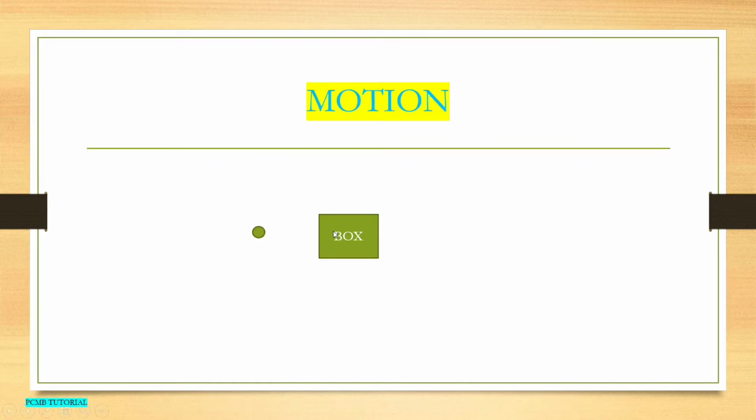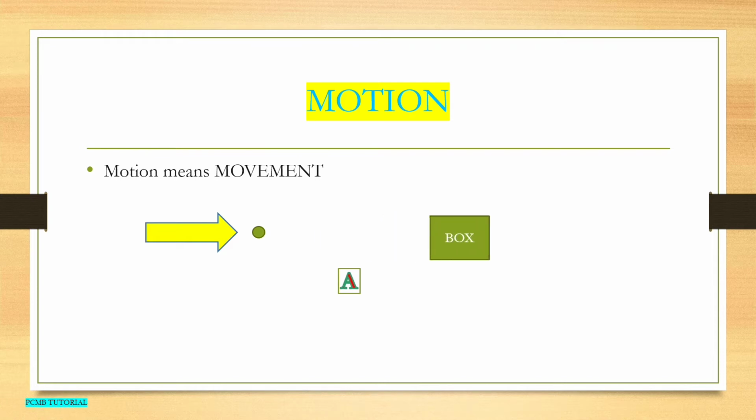So what does motion mean? Motion means movement. You can see a point here and a box. The box is at position A. It moves to position B. Now the box is changing its position. That means the box has done some motion. We judge the motion of the box with reference to this point.